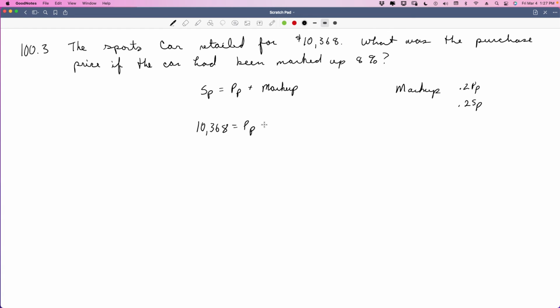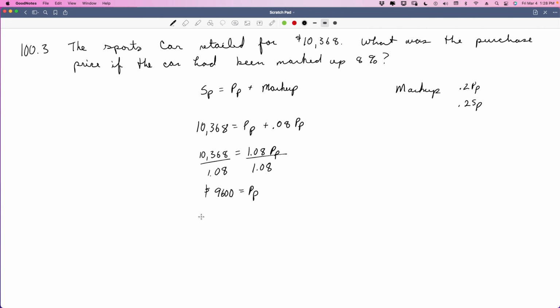Our markup is 8%. So plus a 0.08 markup of the selling price. I'm sorry, of the purchase price. So we are going to add these together. 1.08 times the purchase price. Divide both sides by 1.08. And our answer is $9,600 is the original purchase price of the sports car.